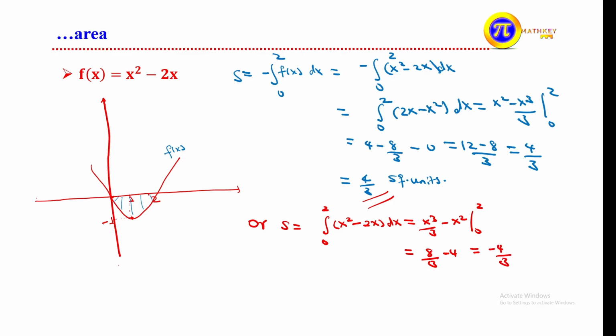But it is area, and it is negative, so it cannot be negative. Then take the absolute value of negative 4 over 3, which is 4 over 3 square units. This is similar to what you obtained there. We can get the same value in that way. So either we directly integrate, or we can take the negation of the function and then integrate it between the given boundaries, and you get the same result.